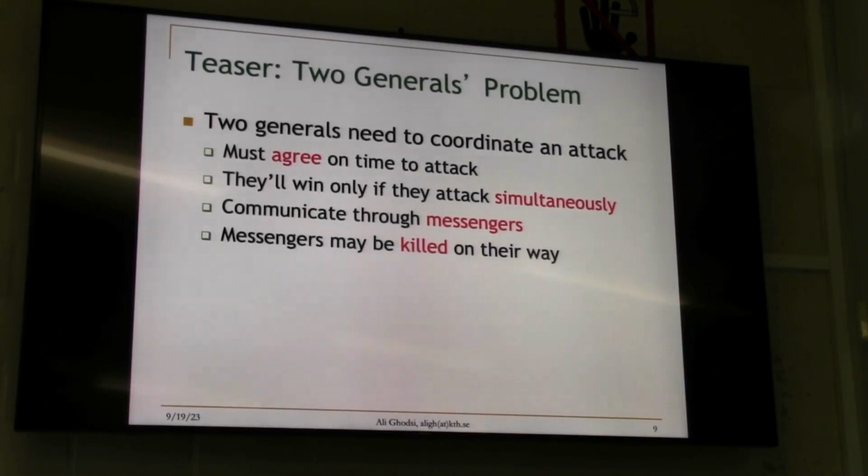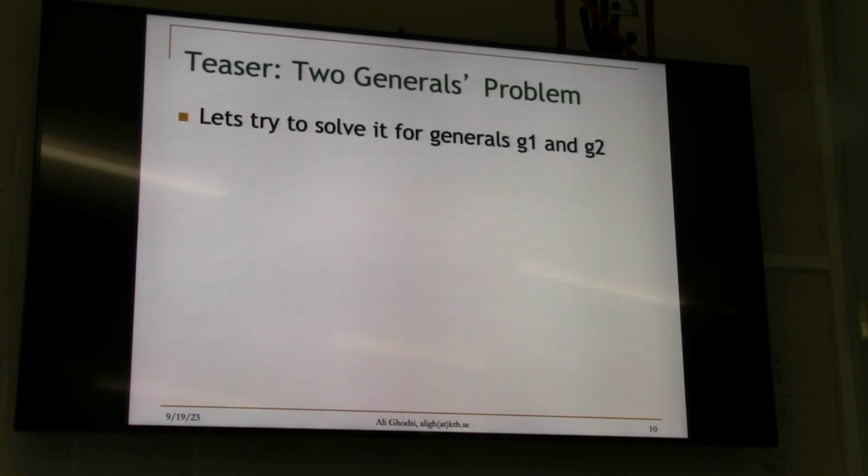Now, this is happening in ancient days. There was no radio communication or anything like that. The only way they can communicate is by sending messengers. A messenger is a human holding the message, running and trying not to get killed on the way. The messengers might be captured, tortured, killed, whatever. So there's no guarantee the messenger will arrive, and we don't know how long it will take. Maybe they have to find another path, hide. It might take a long time. So how does it work? How do the generals agree? Well, let's try to find a solution.